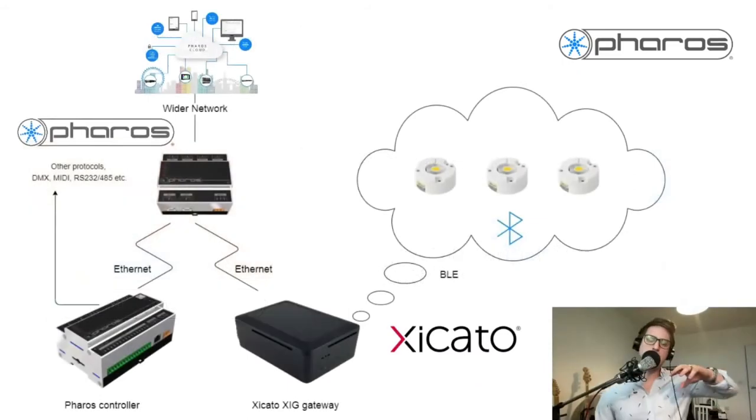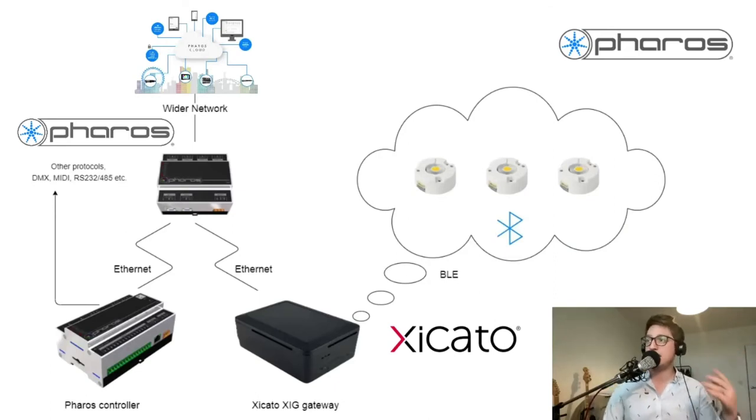So I just want to have a look at a typical setup that you might find with a Xicato and Pharos system. On the left-hand side here, I've got the Pharos controllers, and on the right, I've got the Xicato side. So again, you'll need a Pharos controller. You always need a Pharos controller whenever you're using Pharos. But you'll also need to then network that via something as simple as a networking switch with the Xicato gateway. We'll obviously then make HTTP requests to the gateway. The gateway will then go off and speak to the Xicato fixtures.